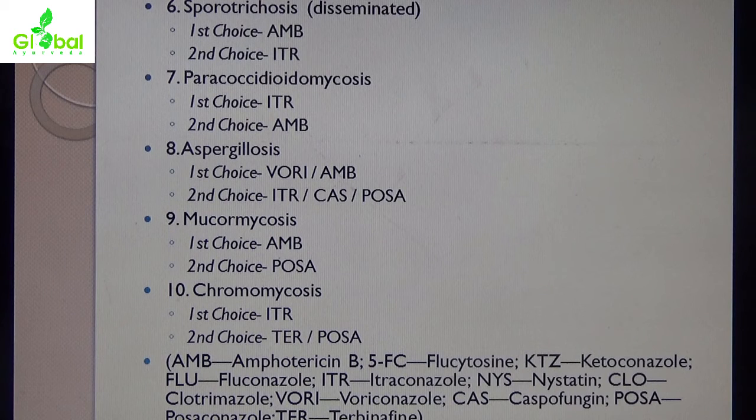Aspergillosis: the first drug of choice is voriconazole or AMB and the second is itraconazole or posaconazole. Mucormycosis: the first drug of choice is amphotericin and the second is posaconazole. Chromomycosis: the first drug of choice is itraconazole and the second is posaconazole or terbinafine. All these drugs we can use in the treatment of fungal disorders.